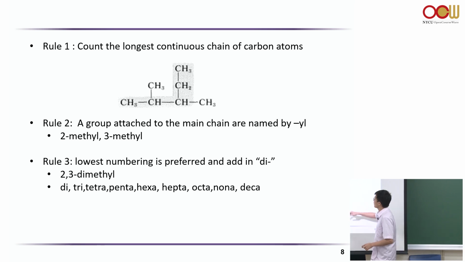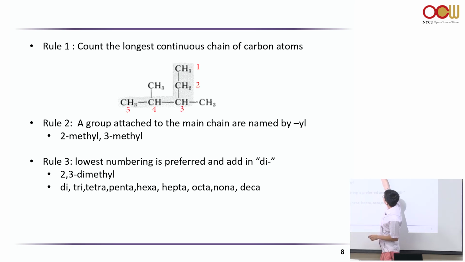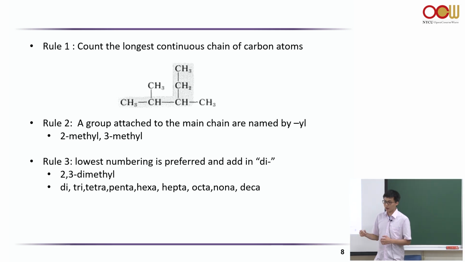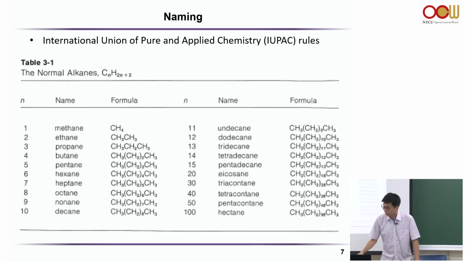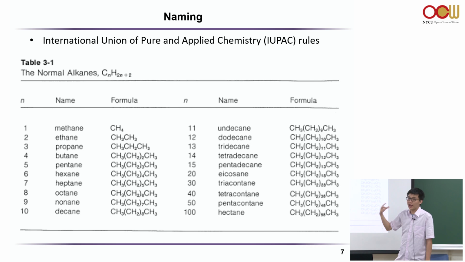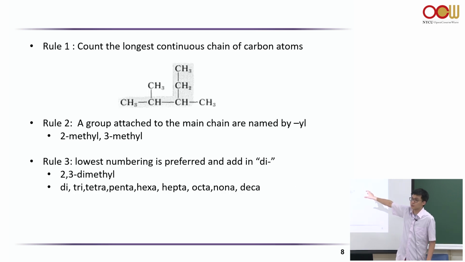Sometimes when you are naming it, you can also count it from here. So 1, 2, 3, 4, 5, okay? So you can say this is a 3,4-dimethylpentane. But according to the IUPAC rule, which controls how we communicate in the same language, we will want the number to be as low as possible.